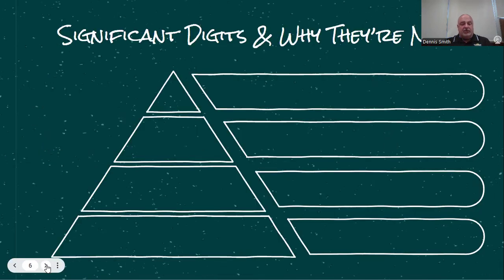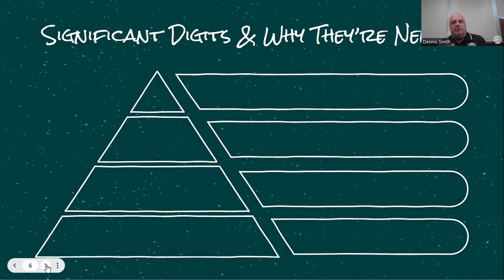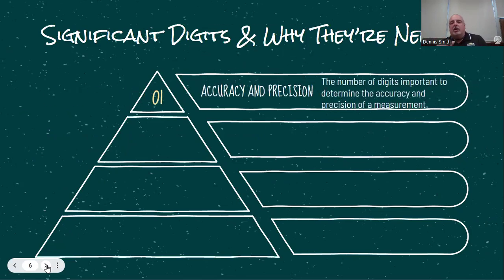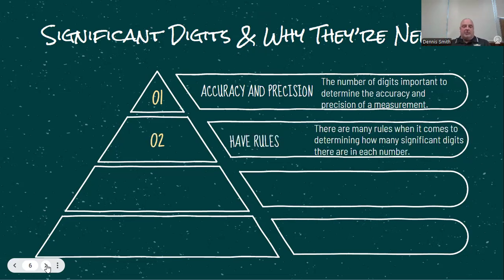All right. So significant digits, not a big fan, going to be honest, but we're doing it anyway. One of the reasons why we do significant digits is we do it for accuracy and precision. The number of digits is important to determine the accuracy and precision of a measurement, because we want those numbers to be as accurate and as precise as possible.